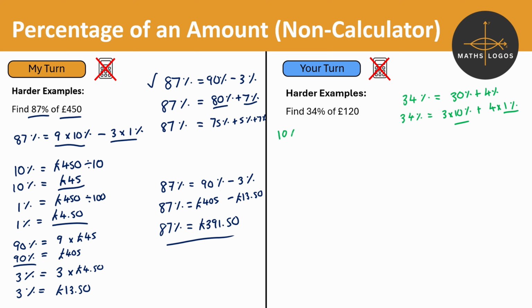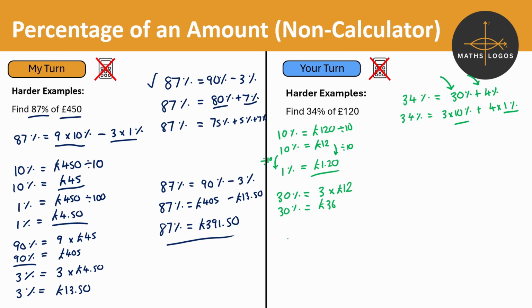So 1% and 10% are my building blocks, like in the previous question. So 10% is equal to 120 divided by 10. So 10% is equal to £12. And 1%, I can actually go straight from 10% to 1%. I'd divide by 10 to go from 10% to 1%. So I need to divide this by 10. And that gives me £1.20. Now our building blocks to get 34% were 30% and 4%. So let's work out those. 30% is going to be 3 multiplied by 10%. So 3 multiplied by 12. That means 30% is equal to £36.